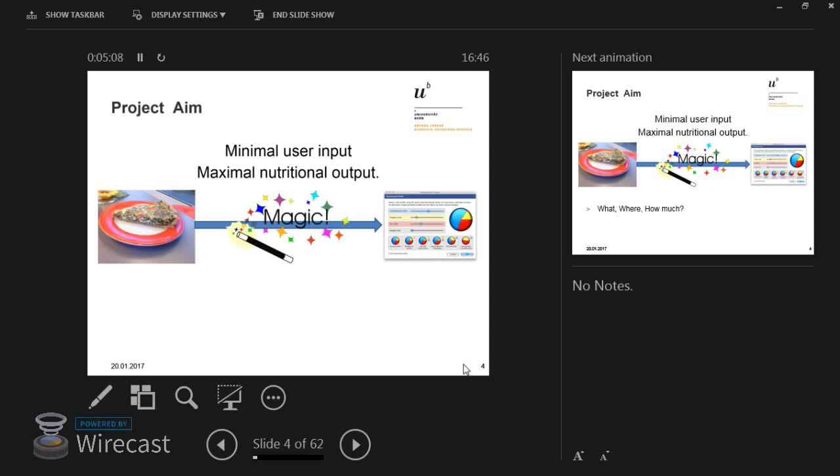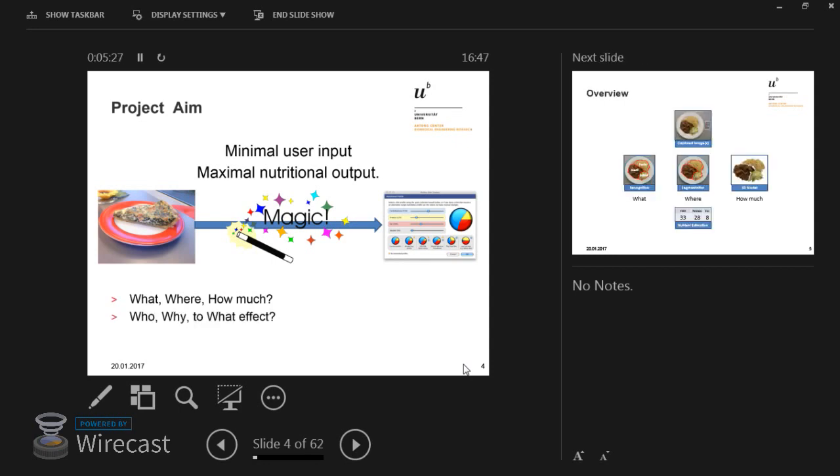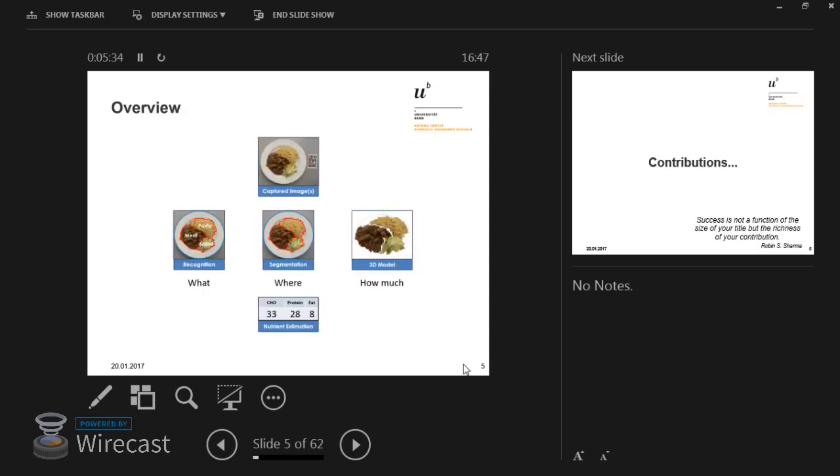Now, of course, the magic we will explain, and it goes to answer 3 main questions. What food they're eating, where is it in the image, and how much they're eating. What 3 questions that we will not answer, however, we leave that to the dietitians and to the doctors, is who is eating it, why are they eating it, and what's the effect on their body. So knowing the goal, this is more or less what we have to answer. What the food is, where is it, and how much is there.